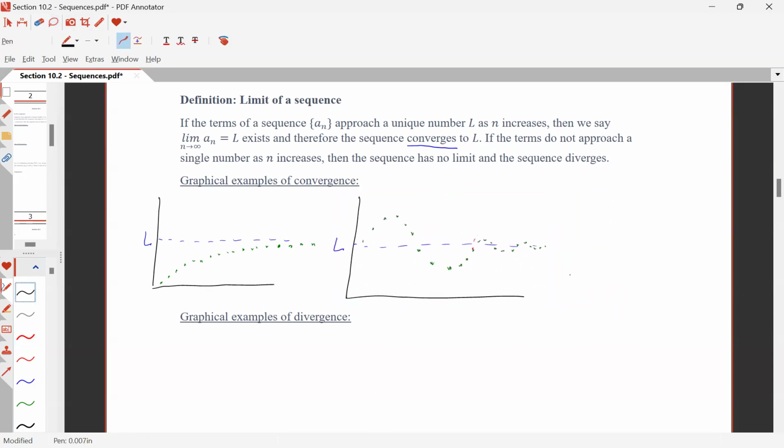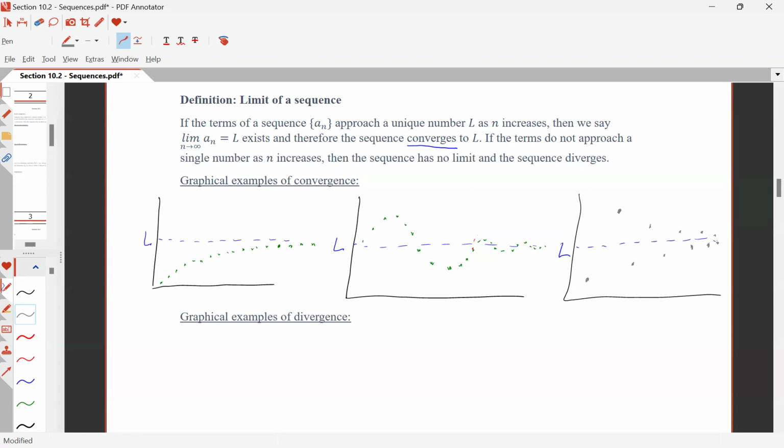So say we have some limit L. And another example would be we can bounce back and forth and always be above and below, but ultimately we're getting closer and closer to that limit. So the idea of converging is there is a number that the sequence terms get very close to and stay very close to.